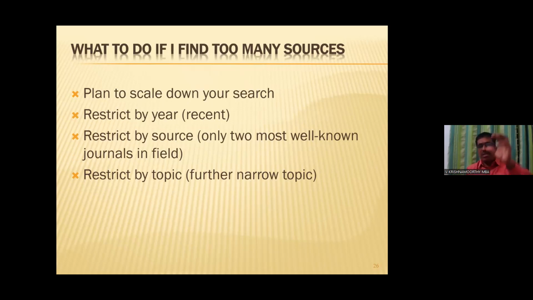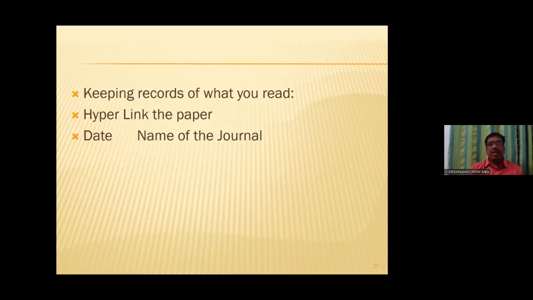You can also restrict, say for example, the article should have been indexed with Scopus, or the article should have been indexed with Web of Science, and the article should have been approved by the Scopus, UGC approved journals. Then you can also restrict. Or also you can restrict by topic.